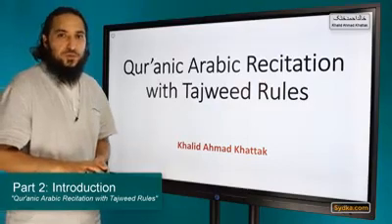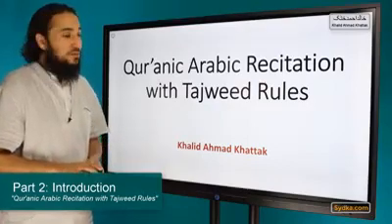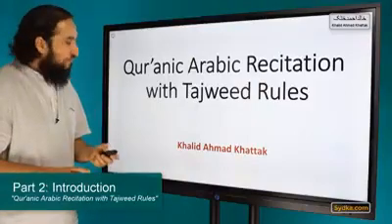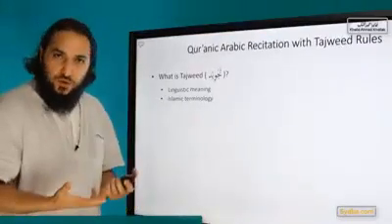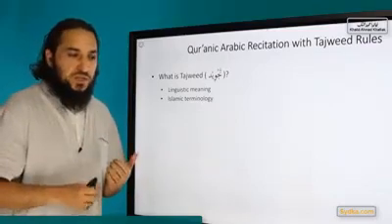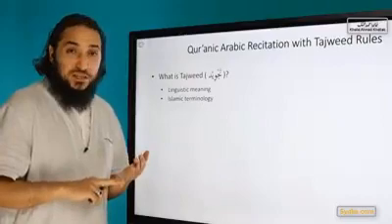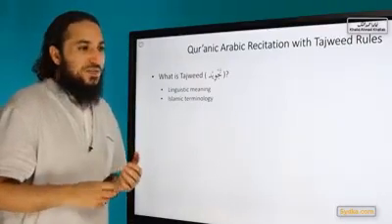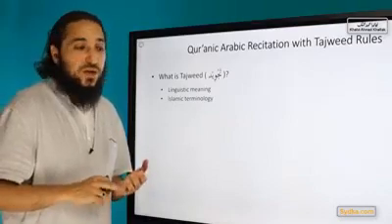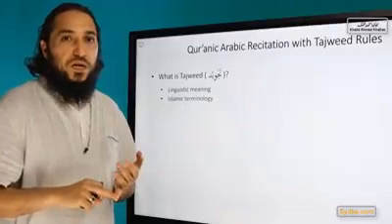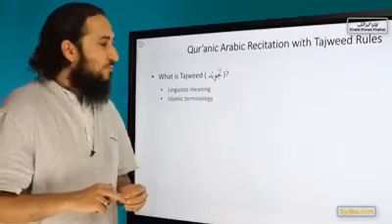Welcome back to the second part of introductory lesson sessions to Quranic Arabic recitation with Tajweed rule. So what is Tajweed? Tajweed we can have two meanings. First one is linguistically, it means excellence and precision. But when we use it in Islamic terminology, it means the recitation of the Quran, the way it was revealed to Prophet Muhammad sallallahu alaihi wasallam through Angel Jibreel alayhi salam.